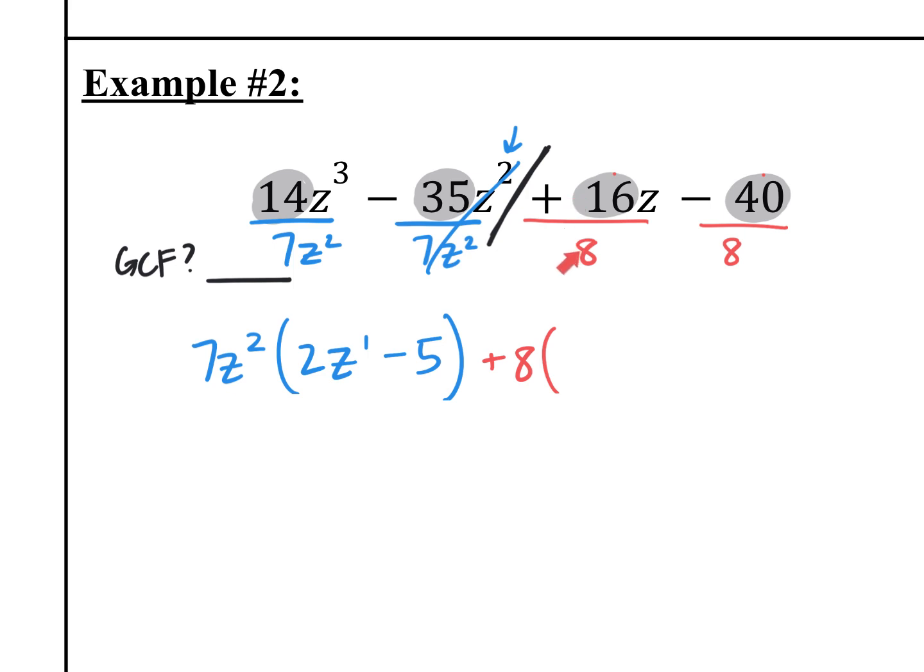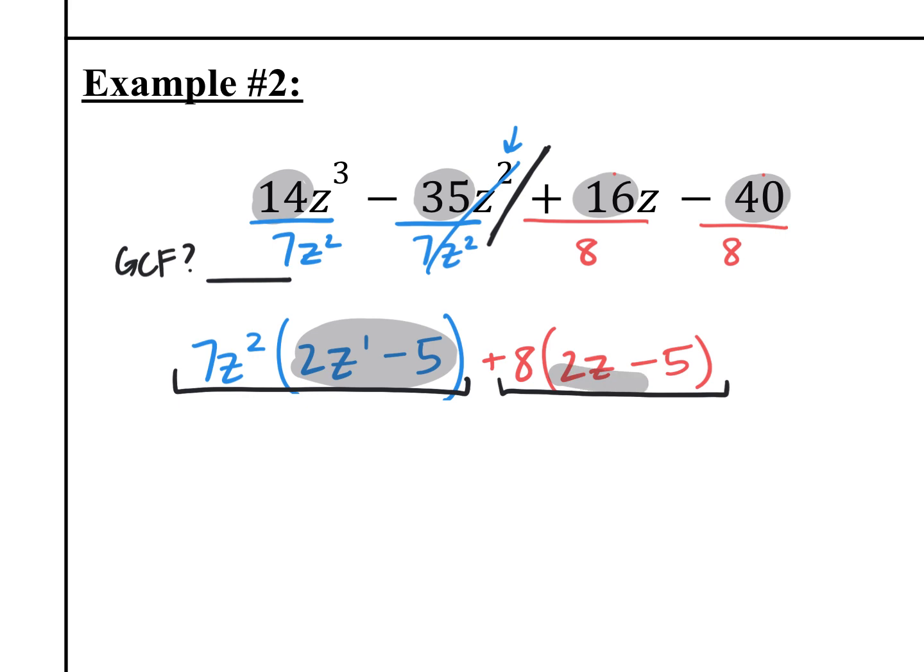16 divided by 8 gives me 2z. And then negative 40 divided by 8 will give me a negative 5. Okay, so looking at these two factors, my common factor that I can take out of both of these is this 2z minus 5. They have to be the same in order to take it out. So I'm going to start by writing 2z minus 5.